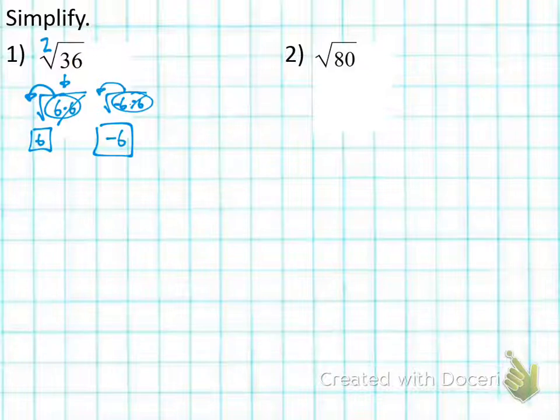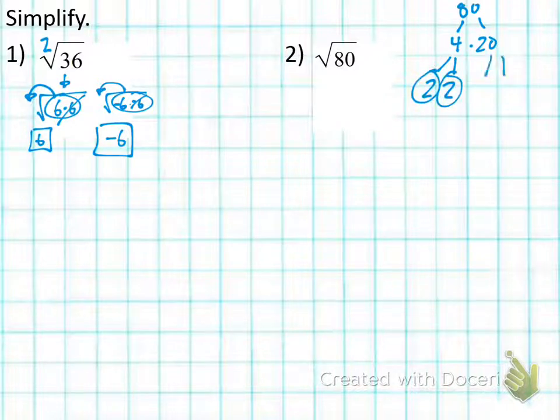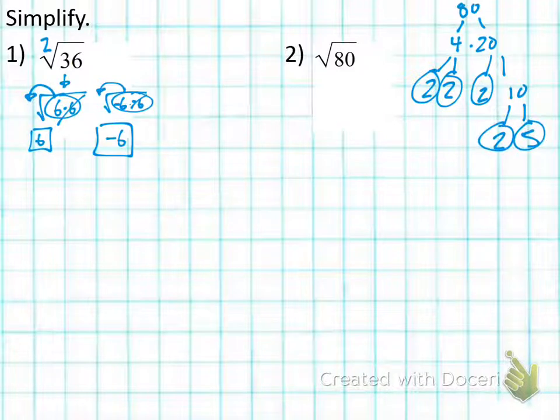Okay, number 2, square root of 80. Uh-oh. What times what is equal to 80? Well, I know that 80 is equal to 4 times 20, right? And I know that 4 is equal to 2 times 2. These are both prime, so I'm going to circle those. And that 20 is equal to 2 times 10. So I'm going to circle the 2, and the 10 is 2 times 5. And these are all prime. So I'm factoring everything out, and I'm saying, 80 is really equal to 2 times 2 times 2 times 2 times 5.